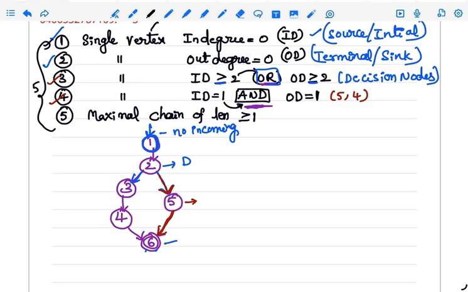Next one is maximal chain of length greater than or equal to 1. That is, a chain of length equal to 1 is also possible, right? So this is the maximal chain. This is the max chain. So 3, 4 is the max chain.